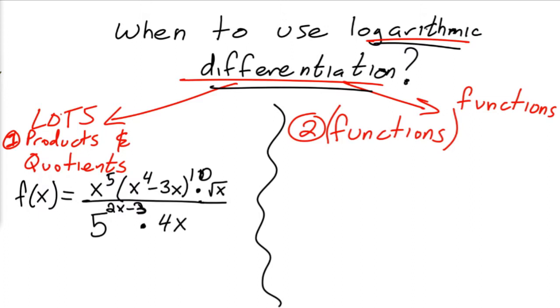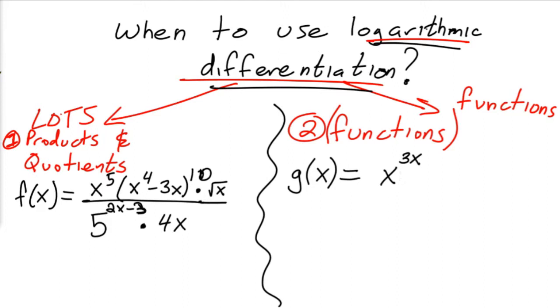And then an example of functions raised to another function. Let's say, for example, we'll start off with a relatively simple one. How about we just do x raised to the 3x, for example. So this is a function raised to another function, and we don't have a rule to do this kind of a function.